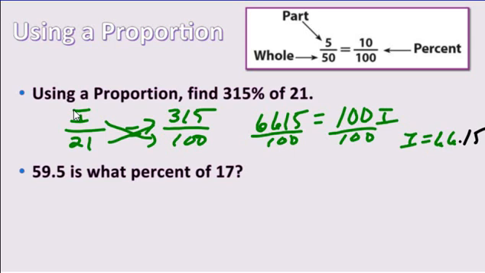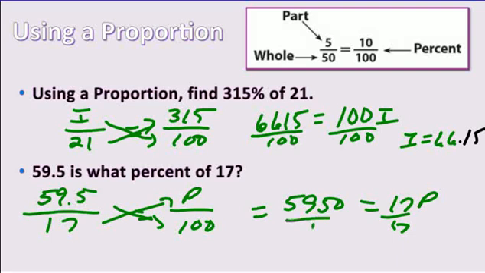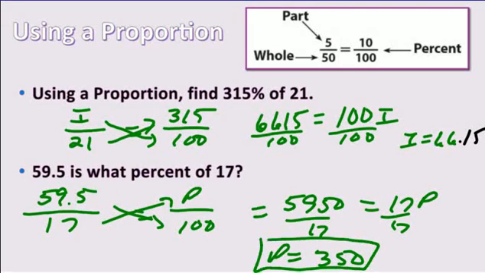And the last one here, we got 59.5 is, so 59.5 is our is. What percent of 17? So cross multiply, that would give us 5,950 equals 17p. Divide by 17 on both sides to get p by itself. 5950 divided by 17 would give us 350. So that would be our percent.